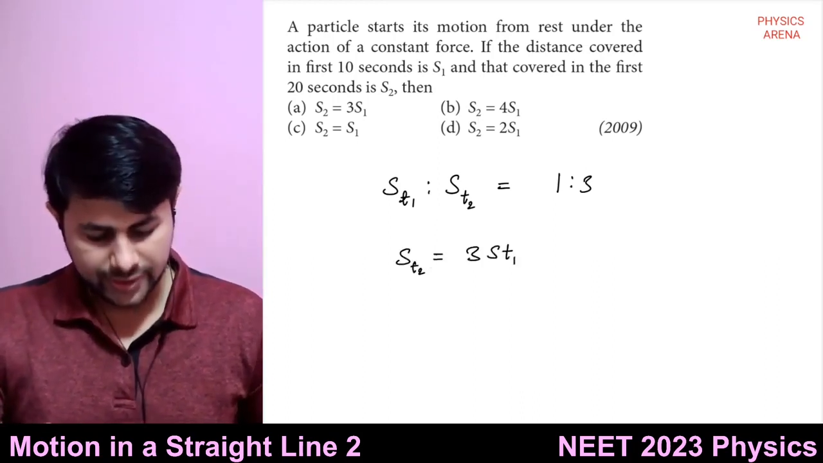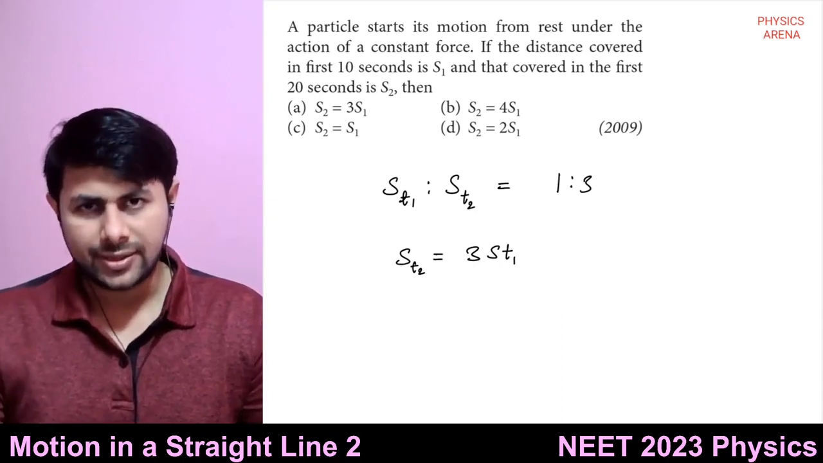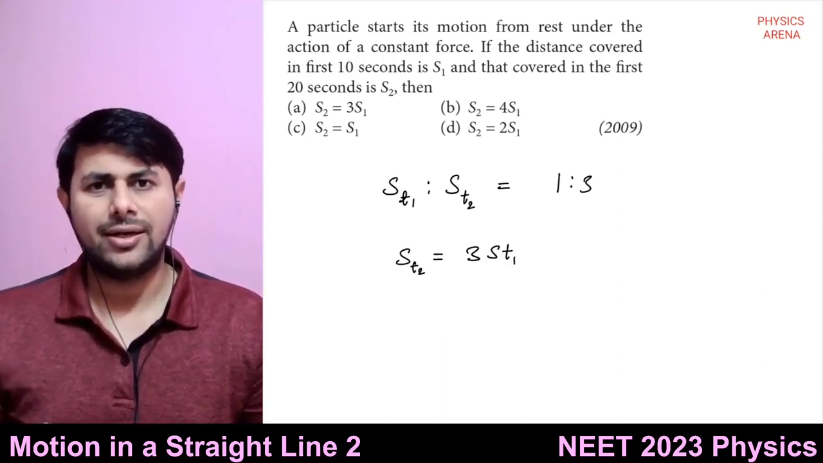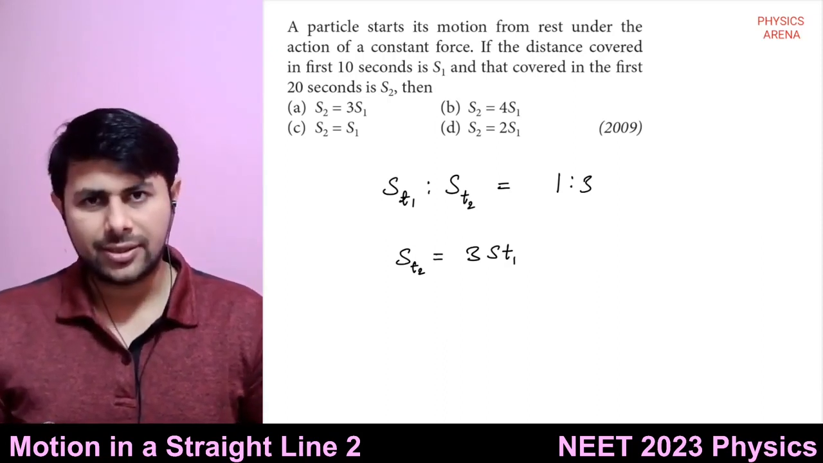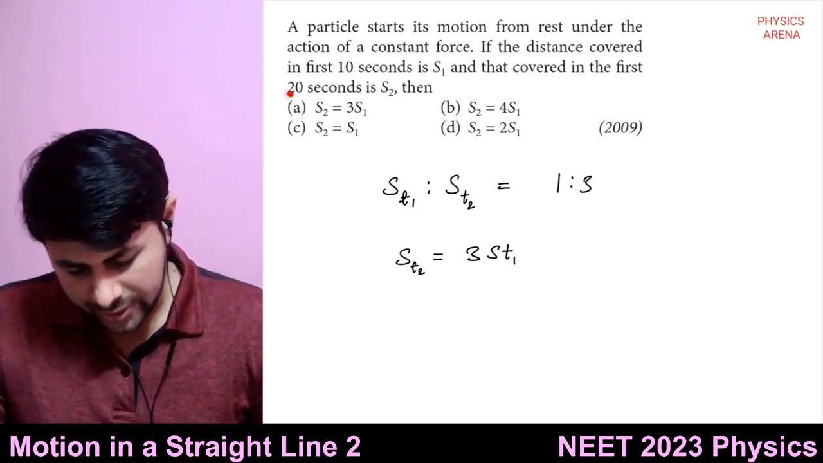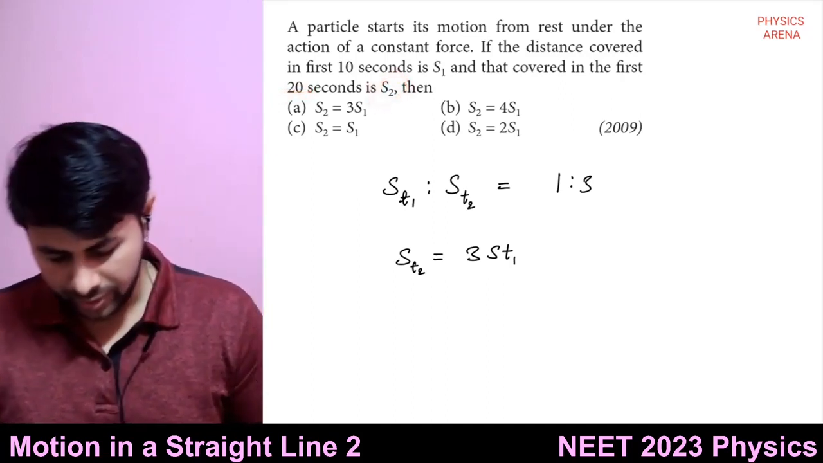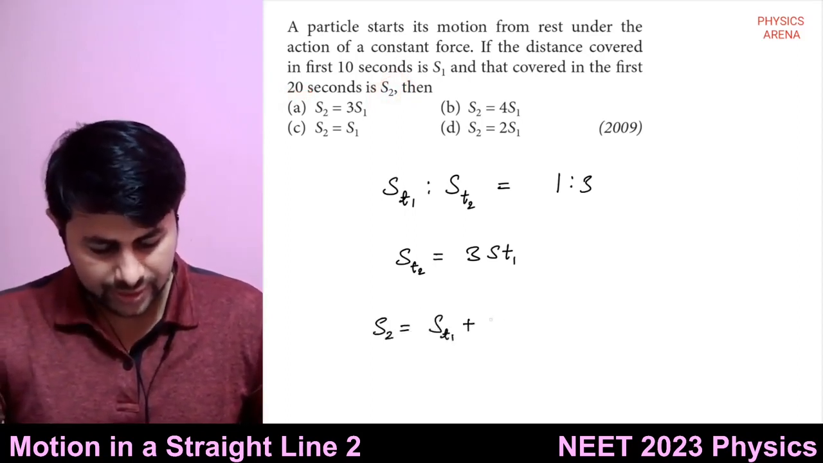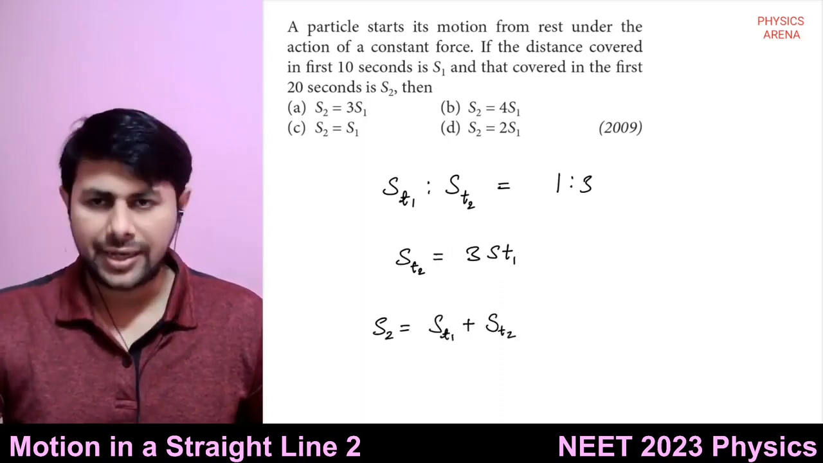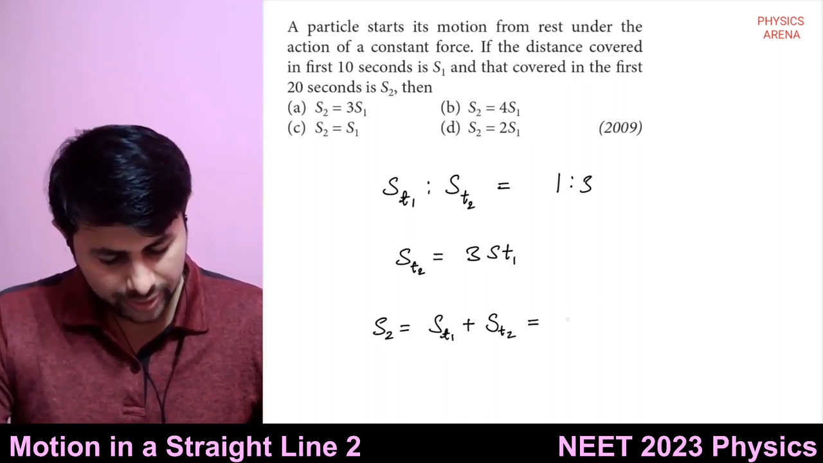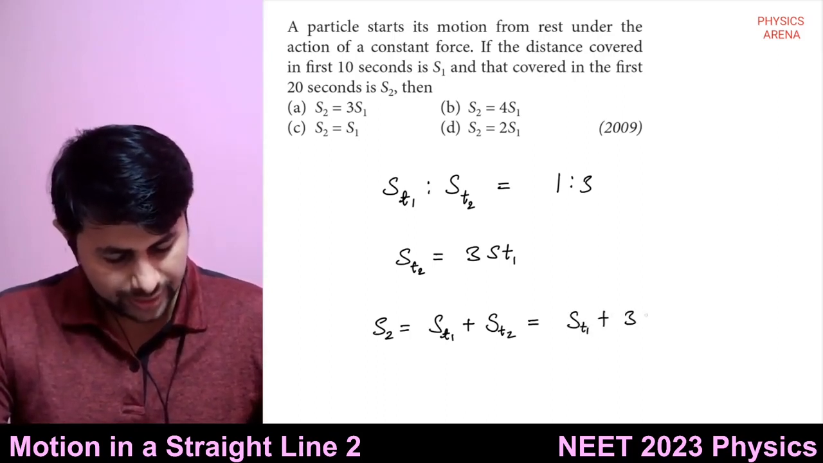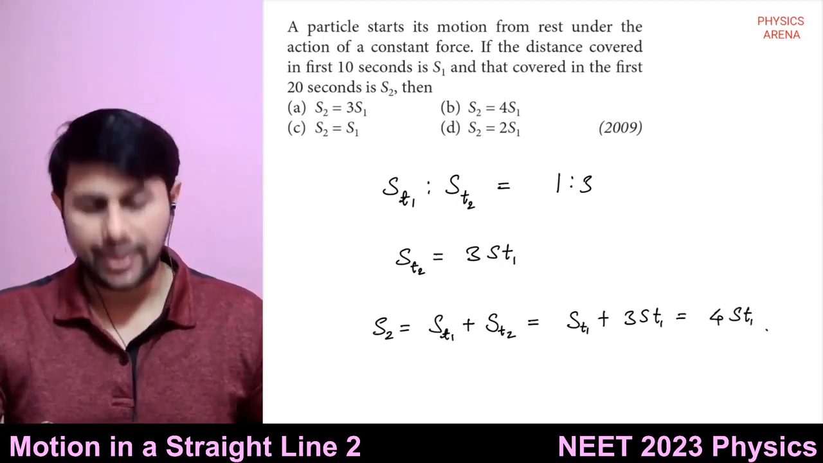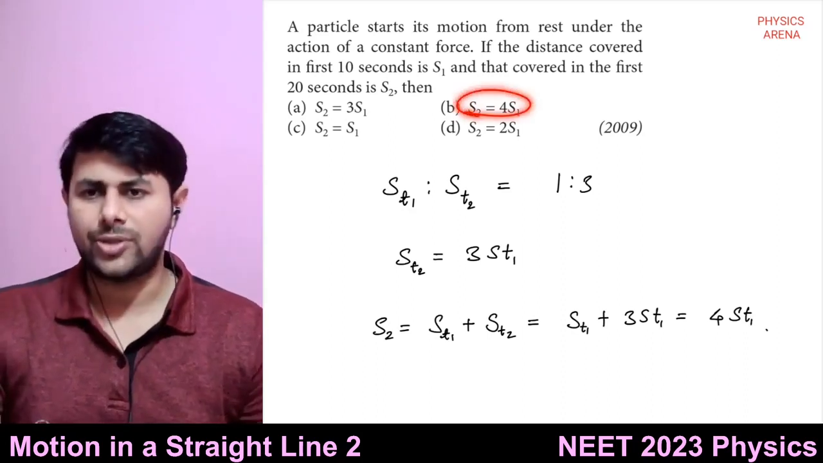But you want distance covered in 20 seconds, that is t1 plus t2, right? So your t1 is equal to 10 seconds and t2 is equal to 10 seconds, and you want distance covered in 20 seconds. This is s2. So s2 is equal to distance covered in first 10 seconds plus distance covered in next 10 seconds. So st1 plus st2, that is st1 plus 3 times st1, equal to 4 times st1, or 4 times s1, you can say. So this is the answer, option B.